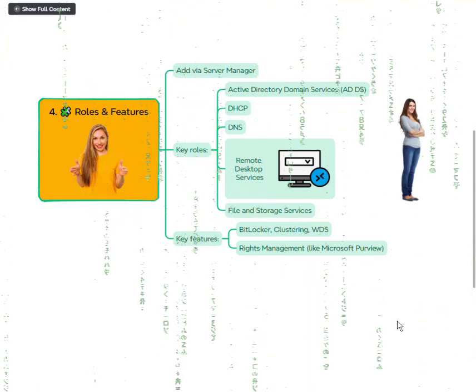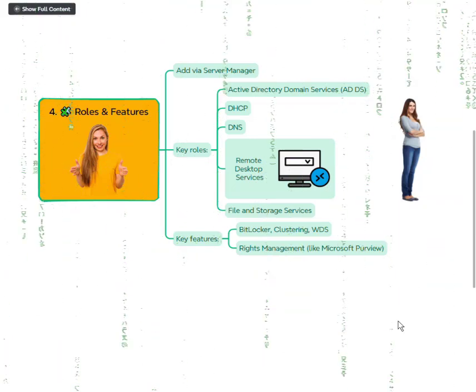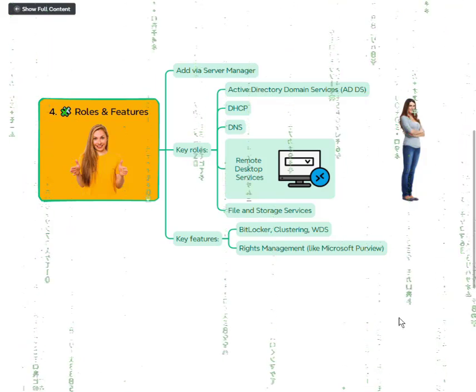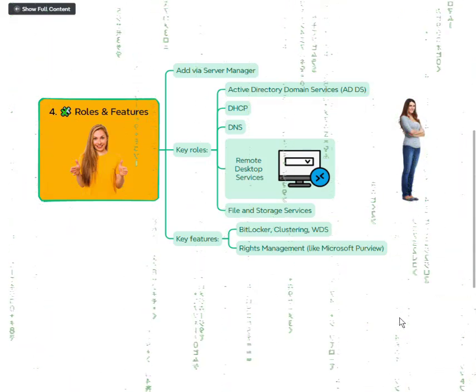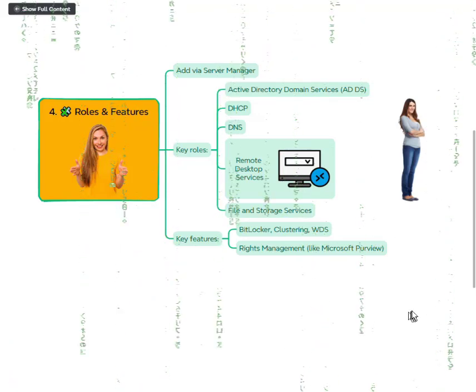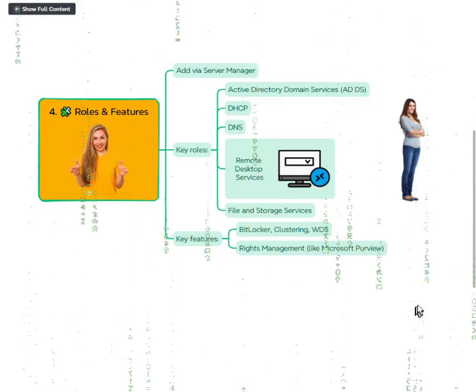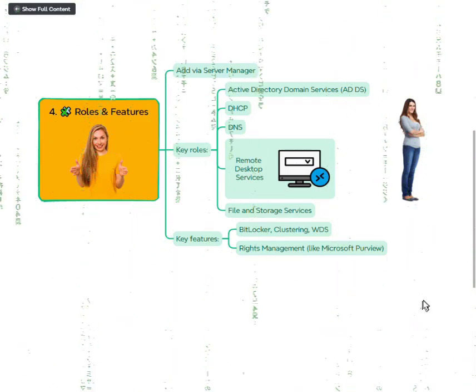Features are like add-ons that support those jobs. For instance, if your server will handle software deployments, you might include Windows Deployment Services. Or if it's for database hosting, clustering might be helpful. You get to pick and choose based on what the server role demands, kind of like installing apps on your phone, depending on how you want to use it.